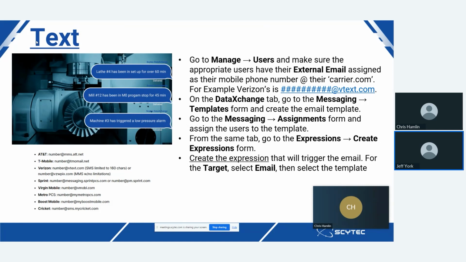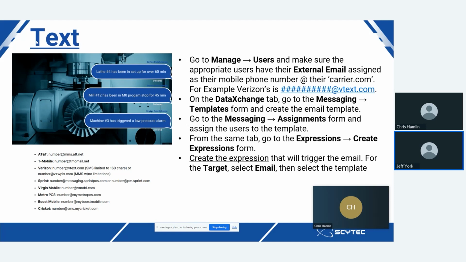Text works exactly like how email works, with the main difference being that instead of using an email, you use an email template that is provided by your phone carrier. Down at the bottom left, we have a screenshot of all of the different United States phone carriers and the template that they use. For AT&T, it's your phone number at mms.att.net.